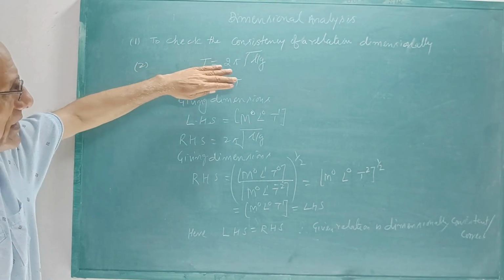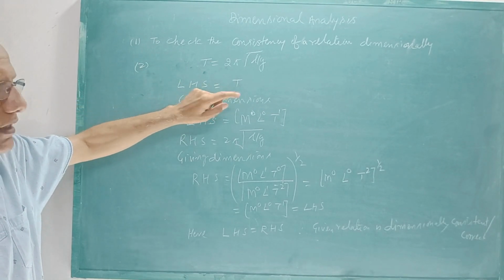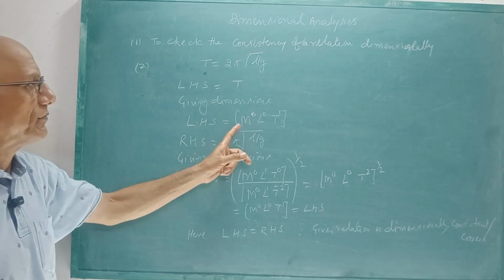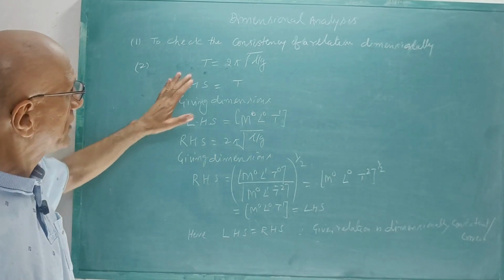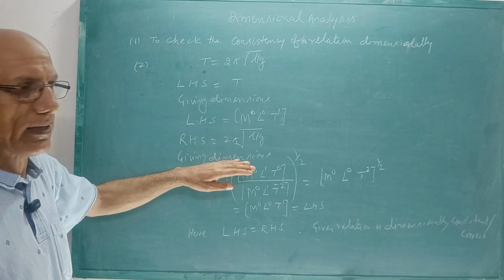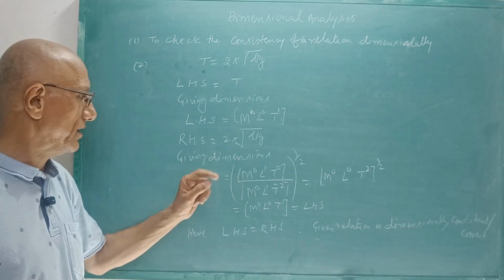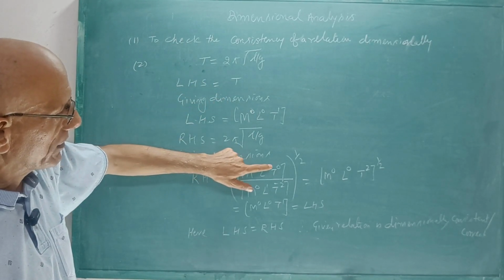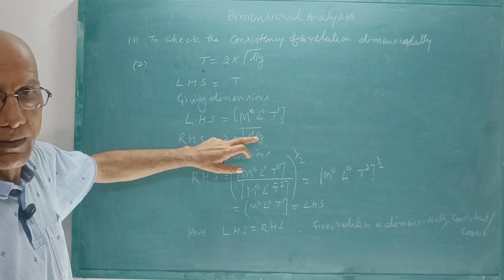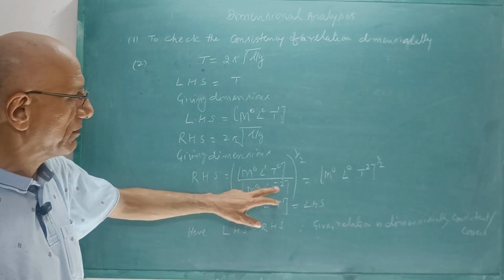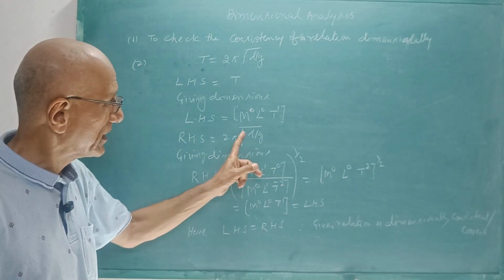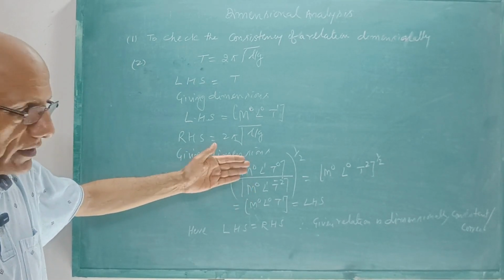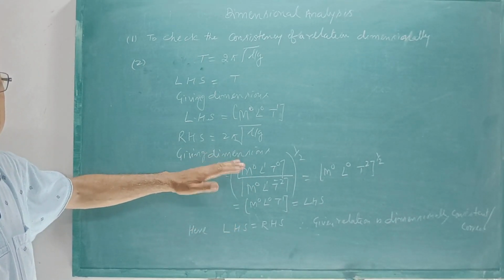So once again we can see here the time period t is given by 2 pi under root L by G. First of all we take the left hand side, the LHS is t, and giving dimensions to it we get LHS equal to M0 L0 T1. Now we take the RHS, that is 2 pi under root L by G. Giving dimensions again, we get RHS equal to the dimension of length, M0 L1 T0, divided by the dimension of G, that is M0 L1 T minus 2. The whole power is under root, that means half.